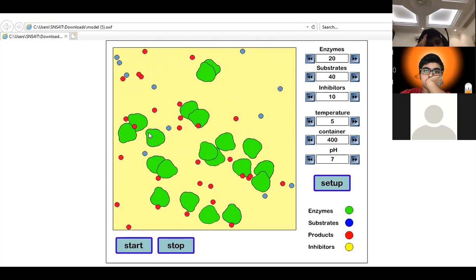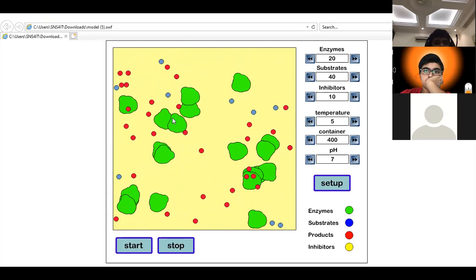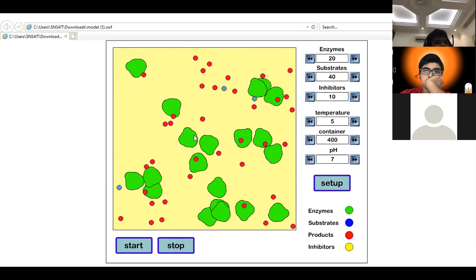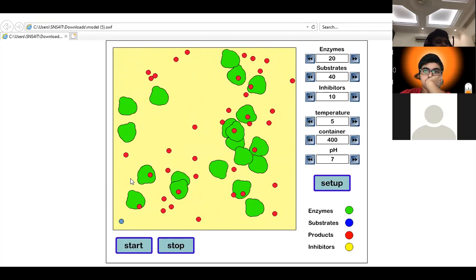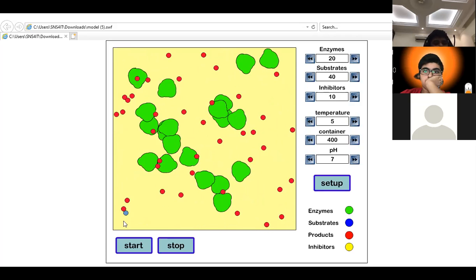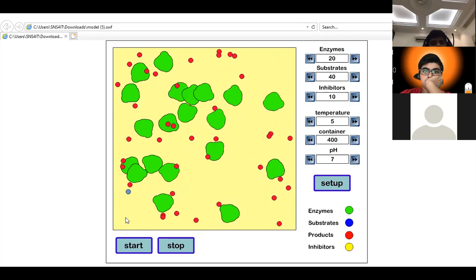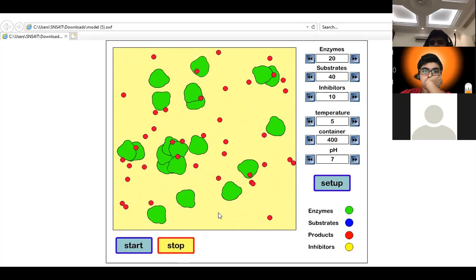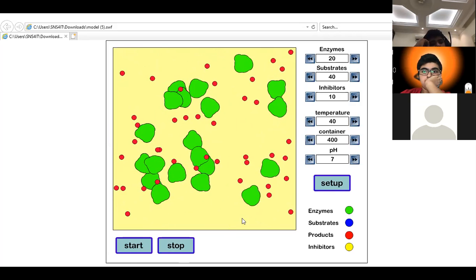Once a blue molecule comes into the enzyme, it is going to be changed into a red molecule, which is a product. So you can see now they are finished. And one last to go. This one is the last molecule. Yes, now we have done it all. So let me increase the temperature. What is going to happen when the temperature increases? They're going to move faster.